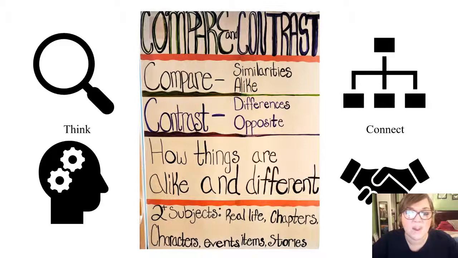So we use this during reading as an important skill because we need to know about the details of different things that we're reading about. And this helps us think about the details and connect with the details. And we are able to do this by comparing two different things, which could be real life examples, two different chapters of books, two different characters, two different events, two different items of a story, or two different stories themselves. And we compare these two things by telling how they are alike or how they are different.